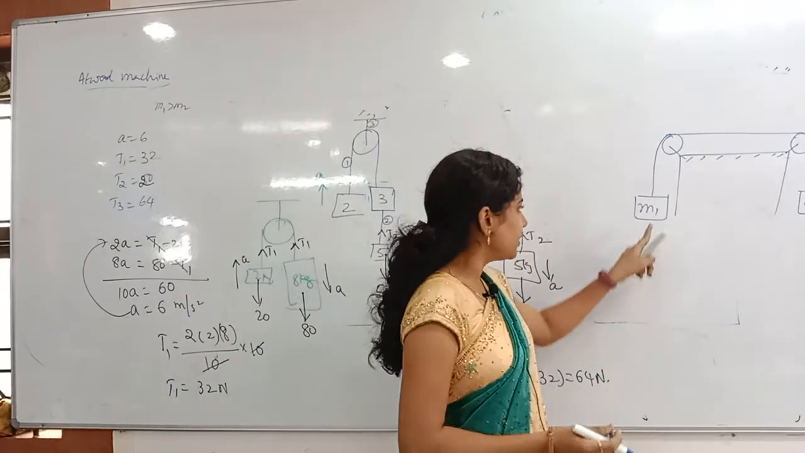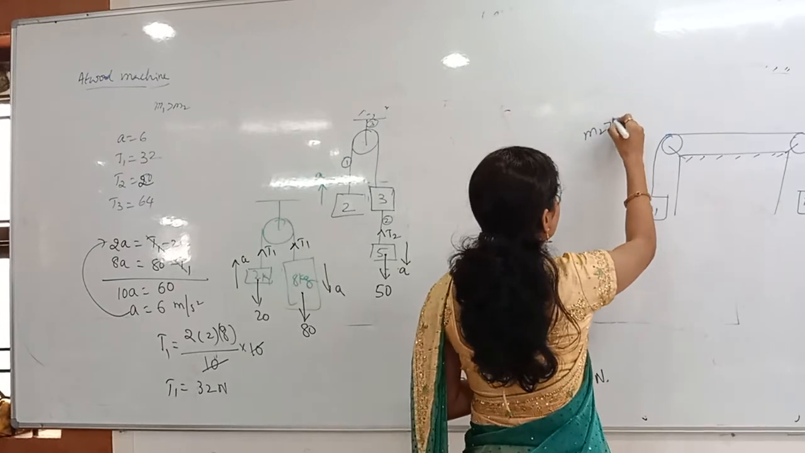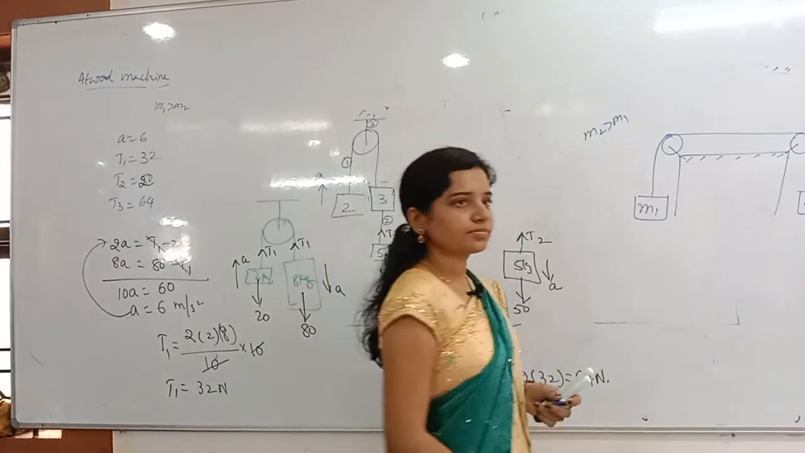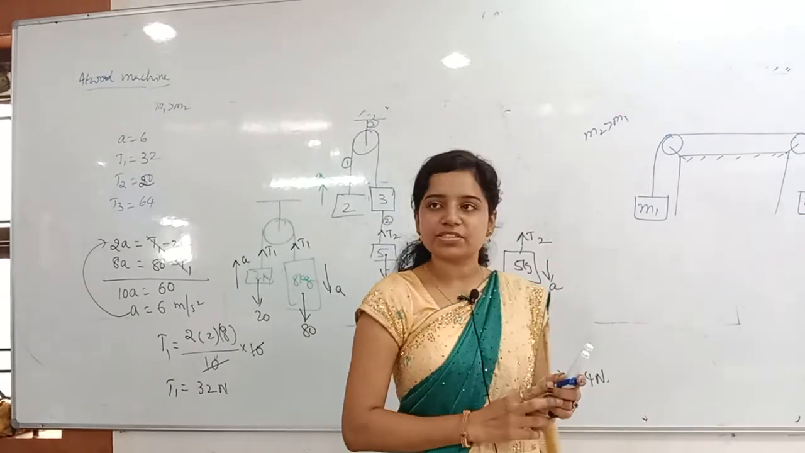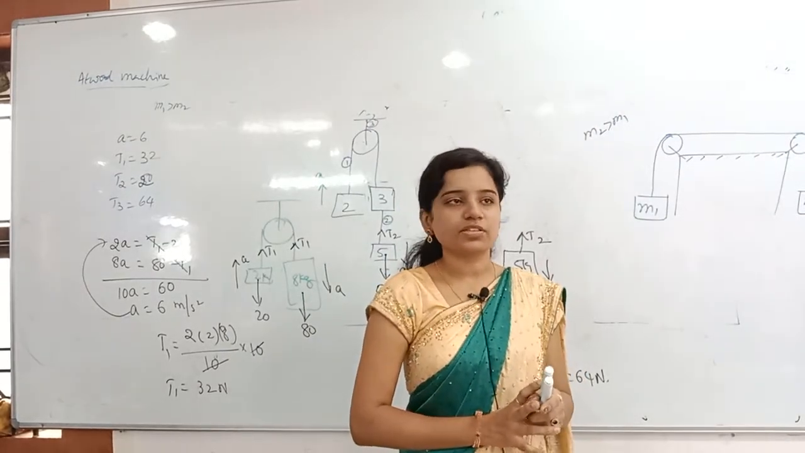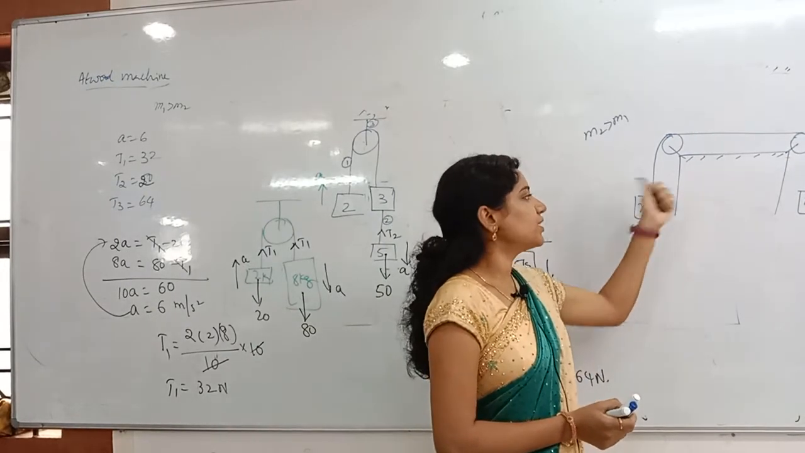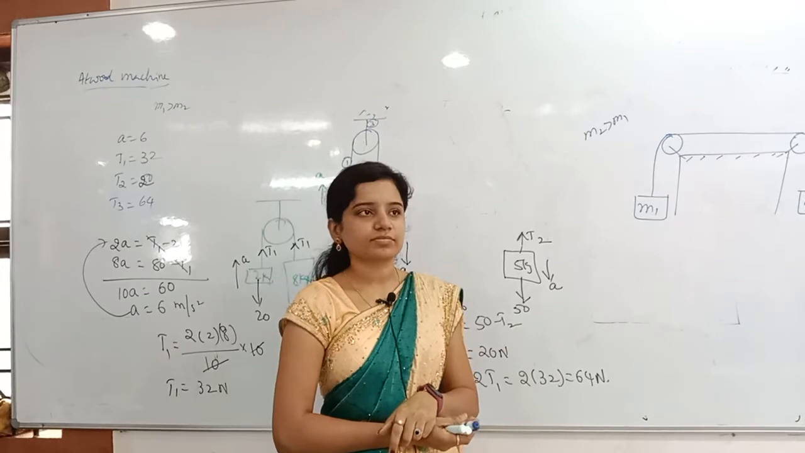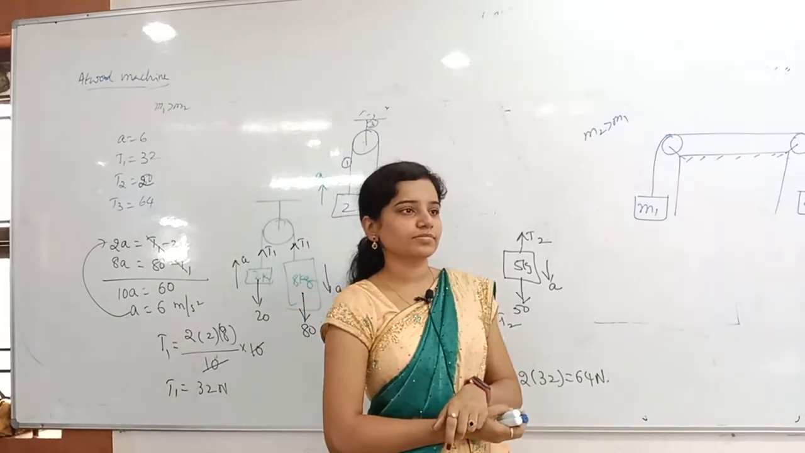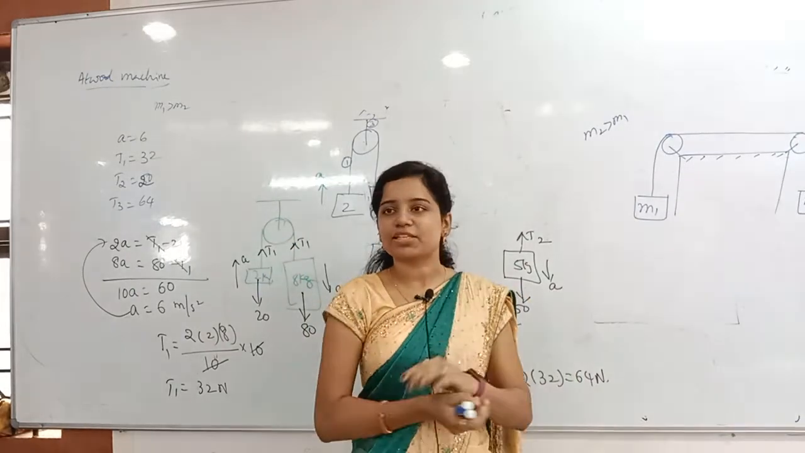Now this is a setup. Here m1 and then m2 is there. Now m2 is greater than m1. Then you have to find out the acceleration and then the tension in the string. Same string or different strings, sir? Same string. So what is the acceleration of the blocks and then what is the tension in the string? Same method or different methods, sir?